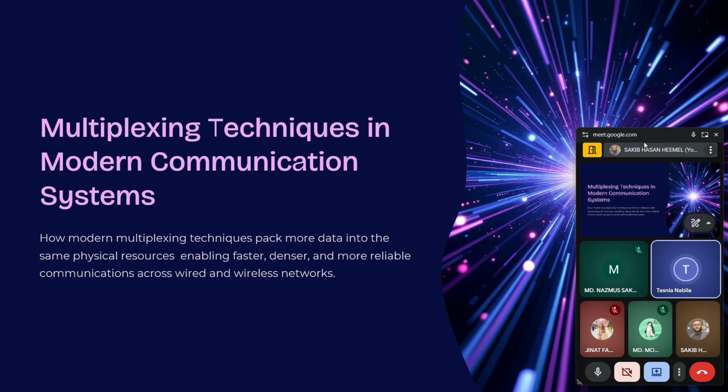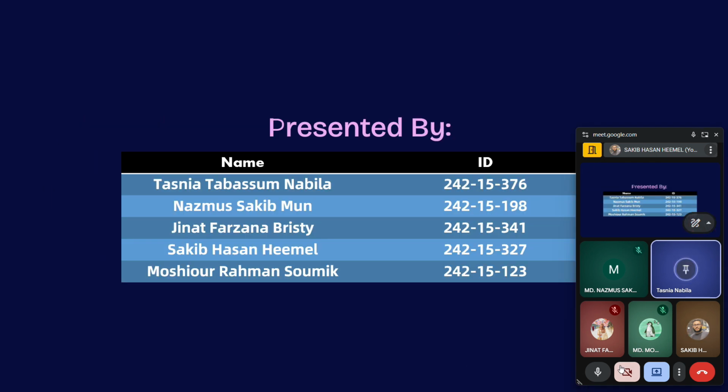In simple terms, multiplexing is a way to send more data using the same connection. This helps make communication faster, more efficient, and more reliable, whether it's in mobile networks, Wi-Fi, or fiber optic cables.